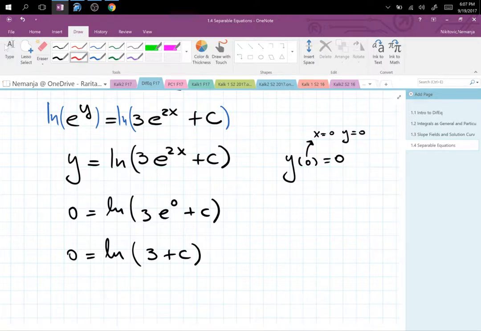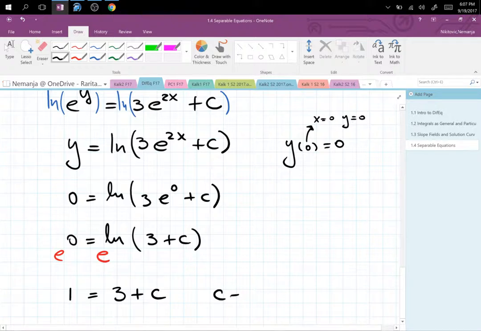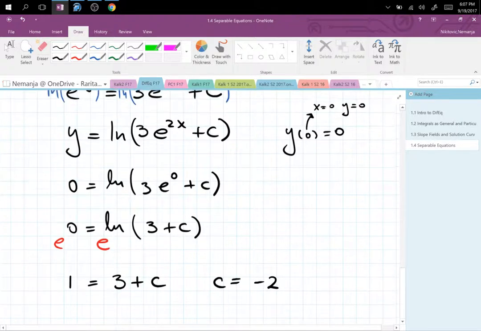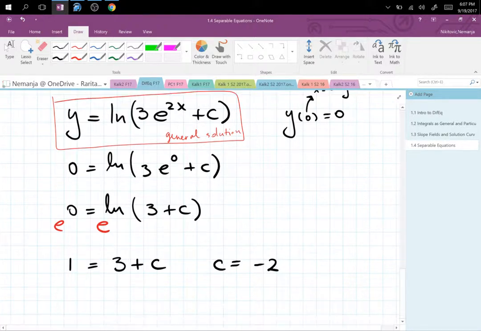We are going to exponentiate both sides because we have to get rid of the ln. e to the 0 is 1, and on the other side we have 3 plus c. So c is equal to -2. This over here was the general solution. Now we're going to replace this c with -2 and obtain the particular solution for the problem. So y of x is equal to ln of 3e to the 2x minus 2.